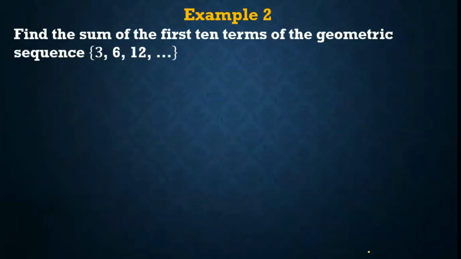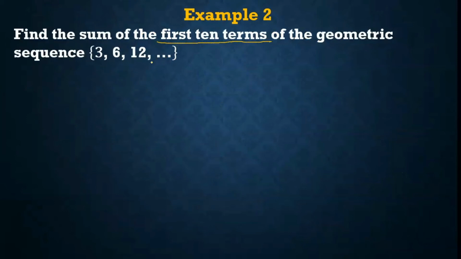So therefore, the sum of the geometric sequence -2, -6, -18 up to the 8th term is -6560. Example number 2, we have to find the sum of the first 10 terms of the geometric sequence 3, 6, 12, and so on. Okay? So sabi niya dito po, find the sum of the first 10 terms.